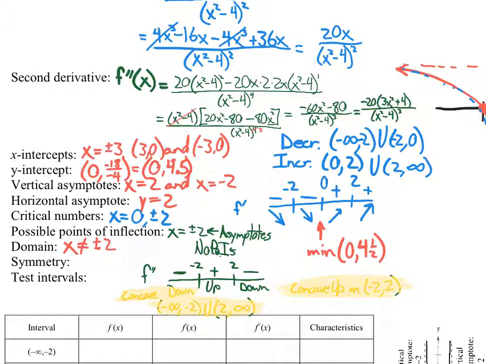We have intervals of decreasing and increasing. I'm having trouble understanding why the second derivative gives you the concavity. Well, concavity, by definition, is the rate of change of the rate of change. It's showing the rate of change of the rate of change, which is our second derivative.